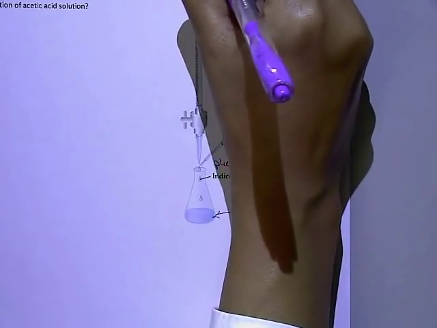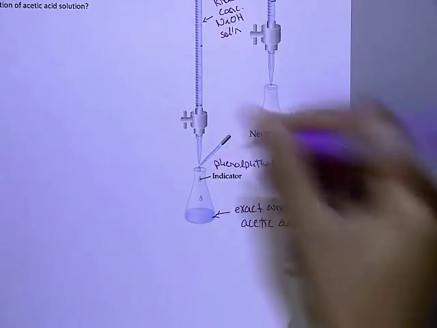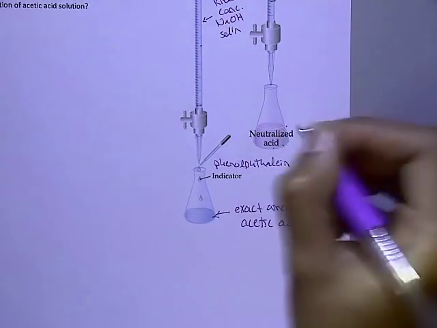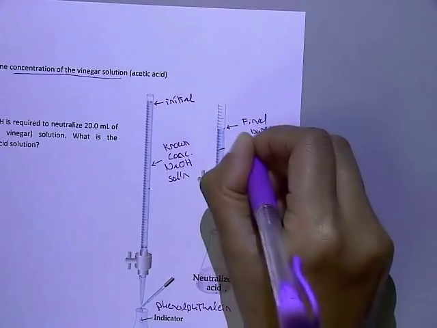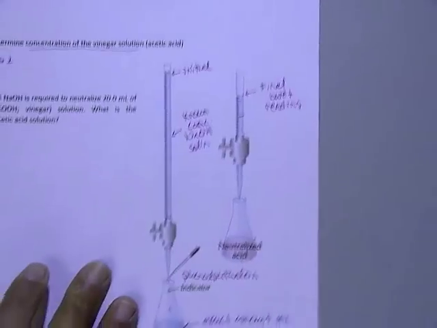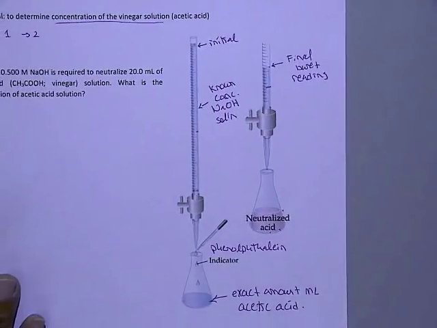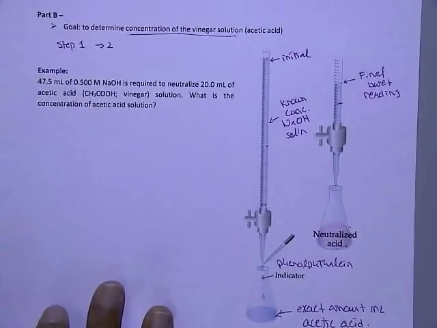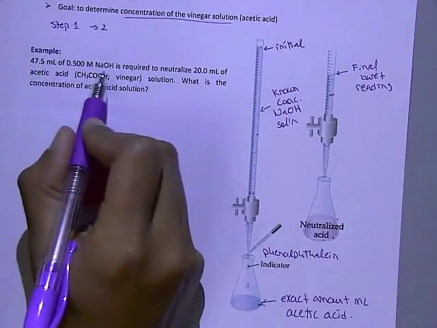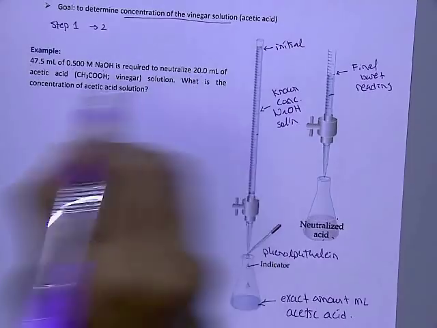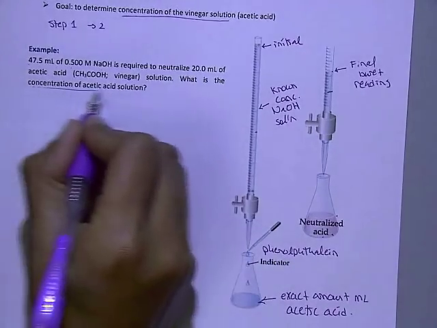Again, you have to read your initial burette reading, and then once you get a color change, a faint pink that stabilizes for a few seconds, you want to get your final burette reading, and your final minus initial gives you the actual volume used to titrate acetic acid. So again, let's do an example together because you are graded on whether or not you can actually calculate the concentration of your vinegar in part B and your concentration of your standardized sodium hydroxide solution in part A. So an example here, we're saying 47.5 milliliters of 0.5 molar sodium hydroxide is required to neutralize 20 mL of acetic acid solution. What is the concentration of acetic acid solution?